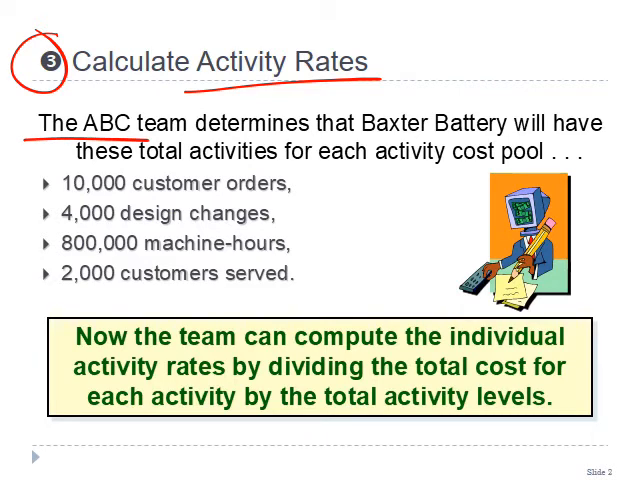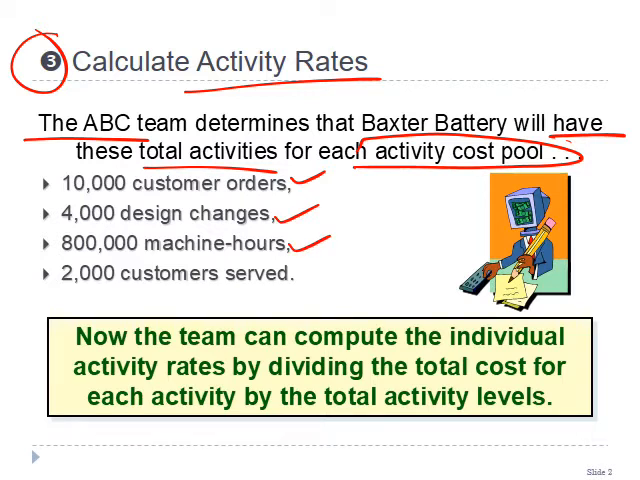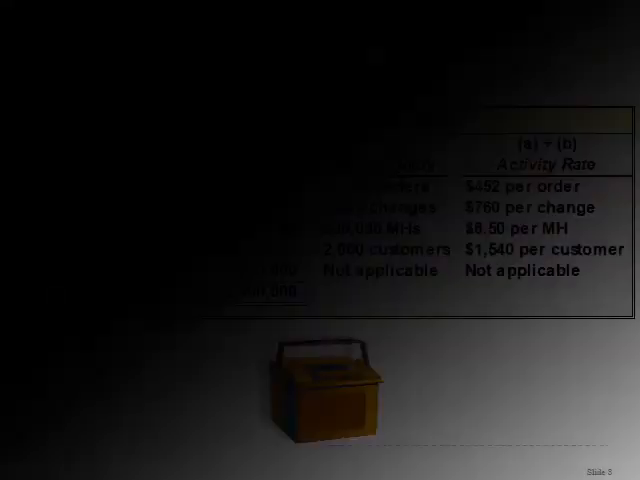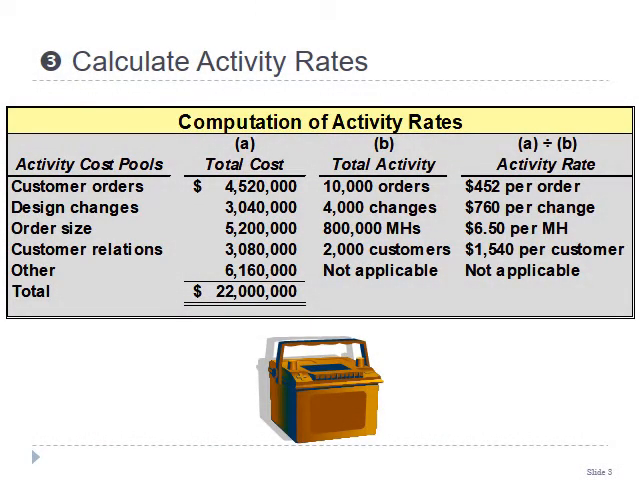So here the ABC team determines that the Baxter battery will have these total activities for each cost pool as 10,000 customer orders, 4,000 design changes, 800,000 machine hours, and 2,000 customers served. So now we can easily find out the rate as we have their cost pools as well. So the logical step is that we're going to divide our customer order cost according to its respective cost driver.